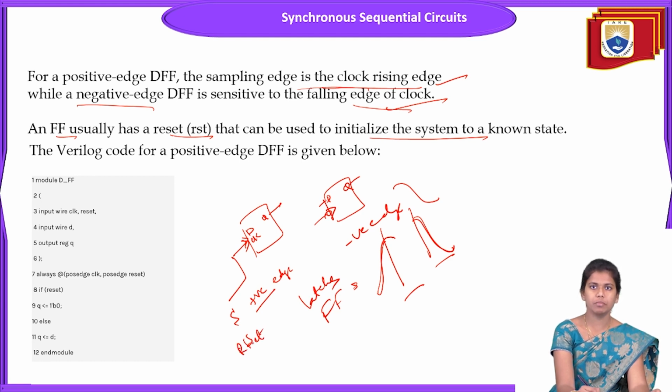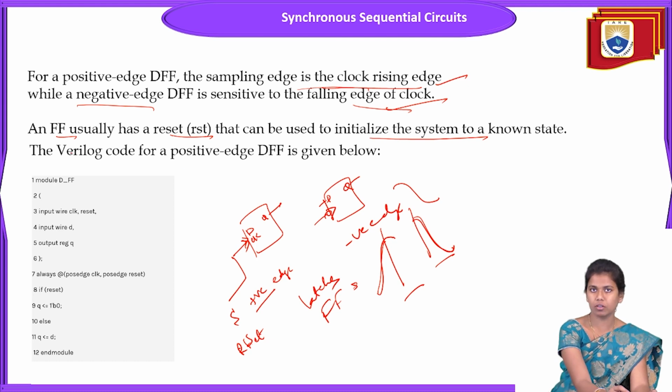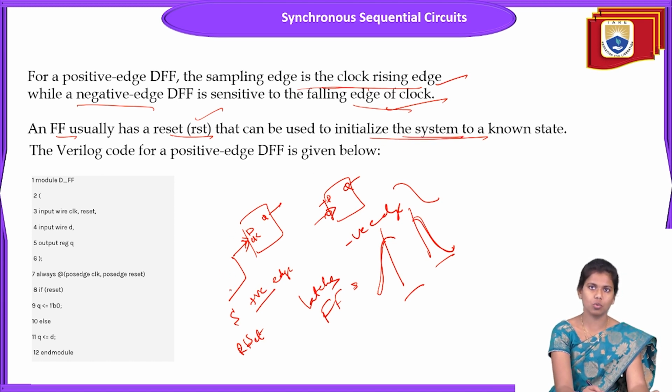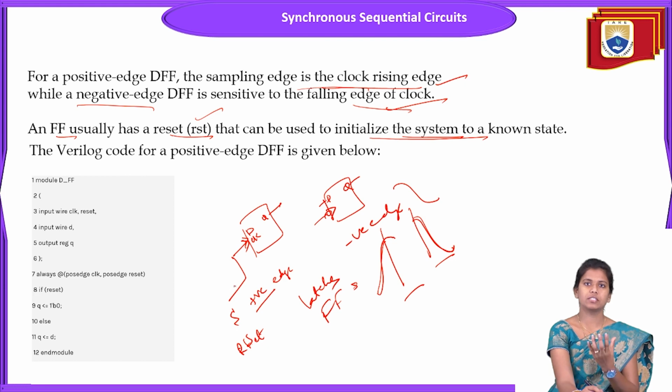So if you enable the reset, that means if any error occurs, we can go back to the plain normal input given to the particular D flip-flop. The flip-flop usually has a reset button which can be used to initialize the system to a known state. So in order to move from one state to another state, you can go back to the reset button.